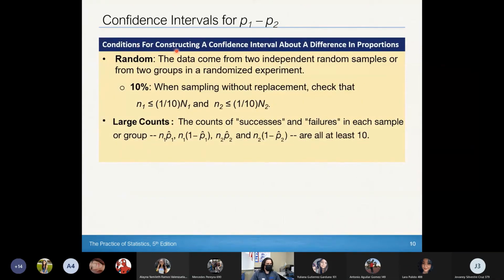And again, we have the same three conditions that we need to check before constructing a confidence interval about a difference in proportions. We need to have the random, 10% and large counts conditions. The only difference now is that we have to check for both populations. So we have to check the 10% condition twice, for population 1 and population 2. And we check the large counts condition for population 1 and population 2. So there's just an extra step on those.